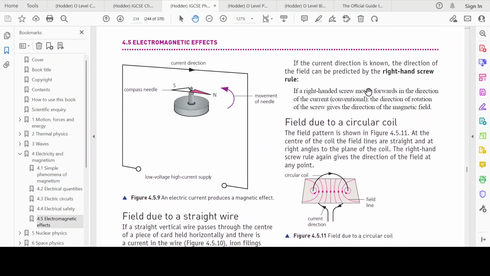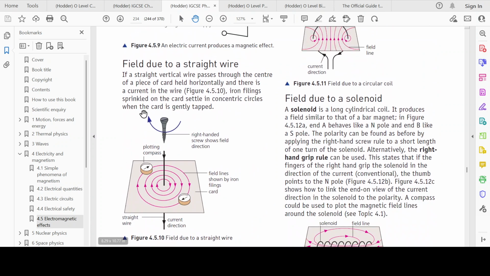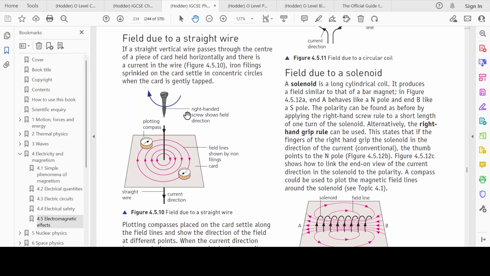This is called the right hand screw rule. If a right-handed screw moves forward in the direction of the current, the direction of rotation of the screw gives the direction of the magnetic field. To illustrate, this is a screw, and this is a plane of paper, let's say, and the thick black line you can see is the direction of the current. It's moving from top to bottom through the paper. And the compass needle shows the direction of the North Pole.